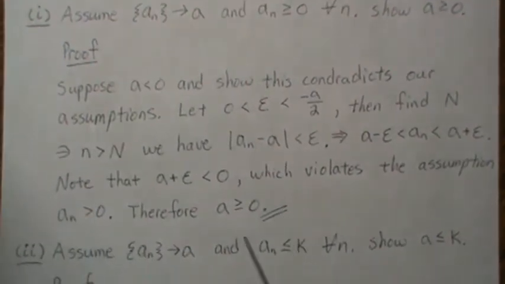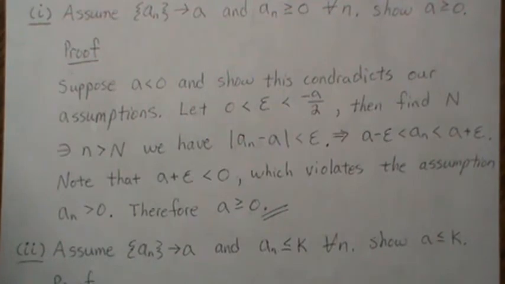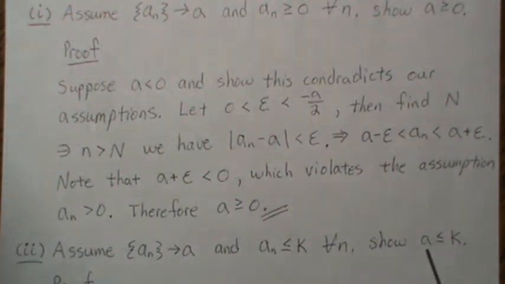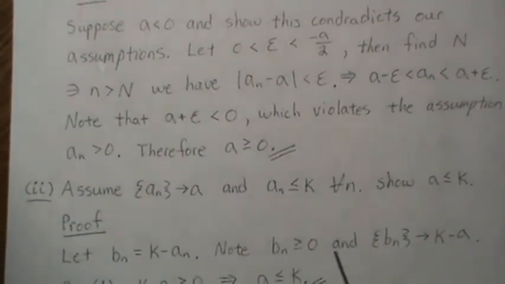Done. So now the second proof here is, assume that we have a sequence a_n that converges to A, and that each term is less than or equal to some number K. This is for all n. We want to show that the limit of this sequence has to be less than or equal to K. Now, we define a new sequence, b_n, which is K minus a_n.